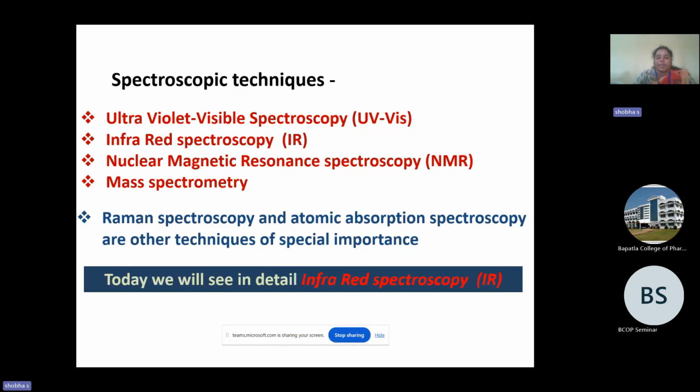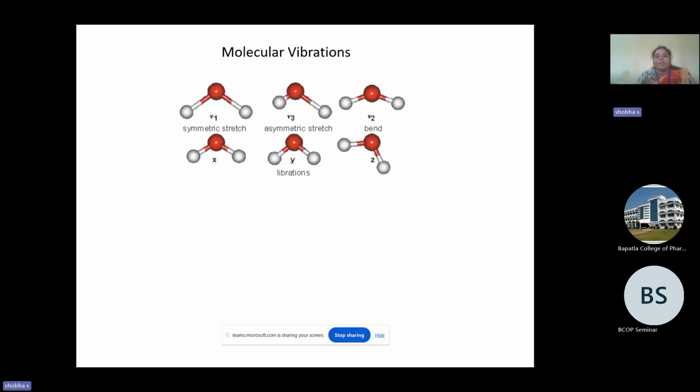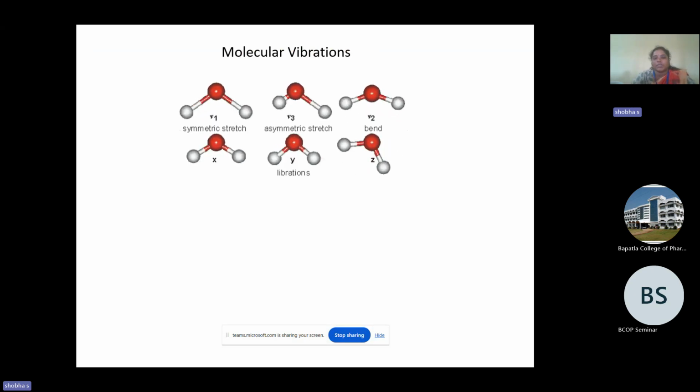So today our main topic is infrared spectroscopy, which I'm going to deal with in detail. For a compound to be IR active, it needs to have functional groups and also some vibrations, that is, a change in dipole moment. Because of the dipole moment only, the energy will be absorbed. So these are the vibrations we are going to express in terms of molecular vibrations.